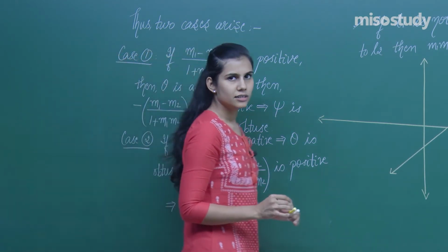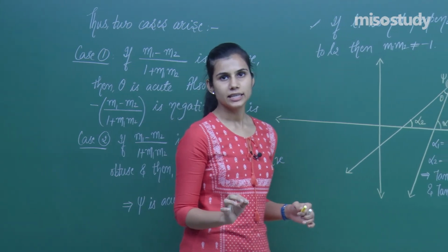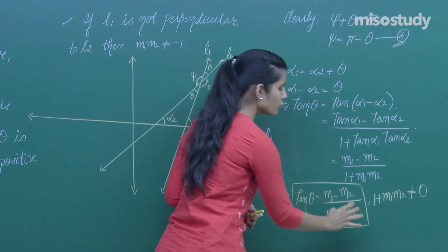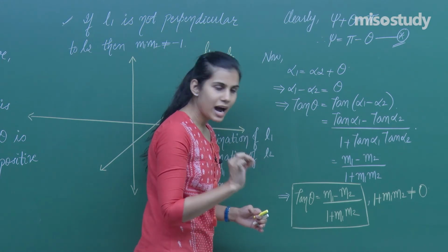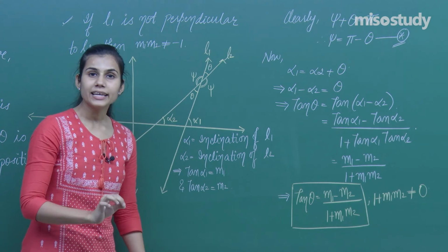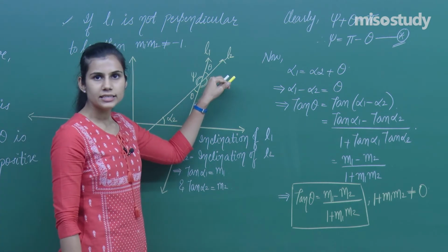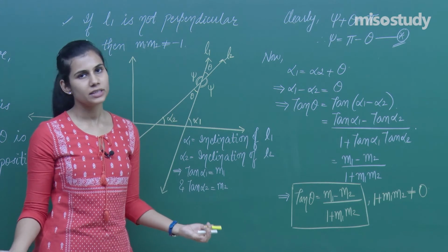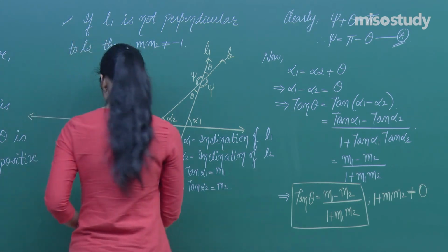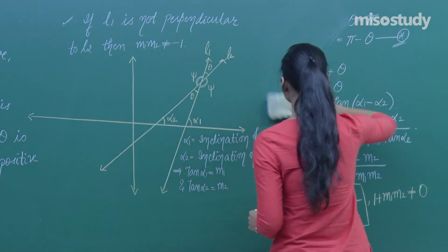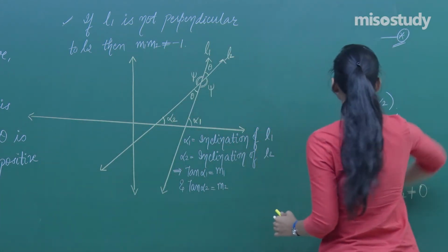Basically, if you can understand very nicely, the moment I am going to get m1 minus m2 upon 1 plus m1 m2 as positive, I am going to get this angle to be acute. And if I get acute angle between two lines, by removing that angle from pi, I will be getting obtuse angle between the same two lines. So my actual conclusion about angle between two lines is now going to be declared to you as the final statement.